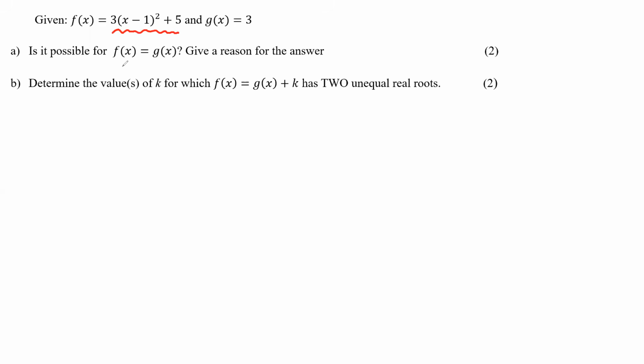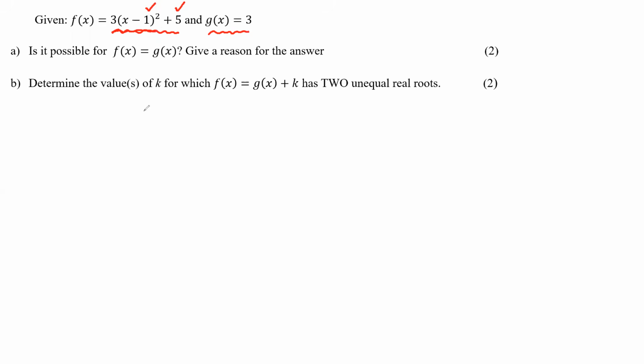I can see that it's the equation of a quadratic graph, but in the turning point format. You can easily identify 1 and 5 as the coordinates of the turning point. And then you're also given the graph of g of x, which is basically a straight line graph. The graph of y is equal to 3.